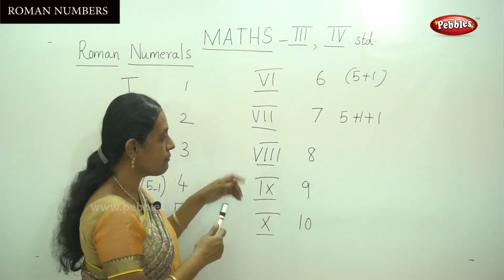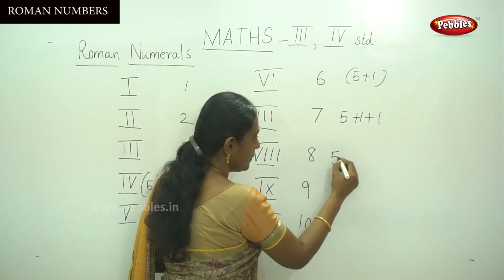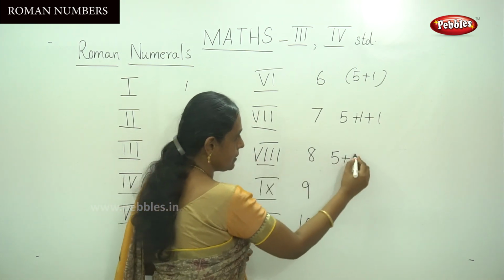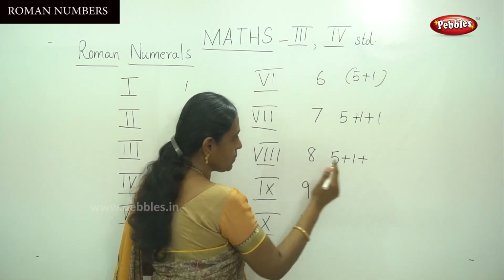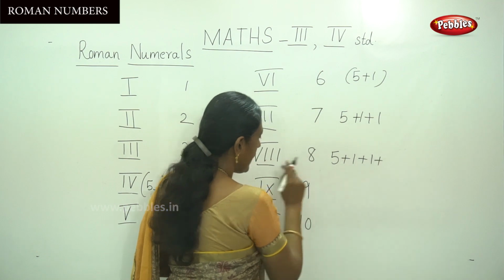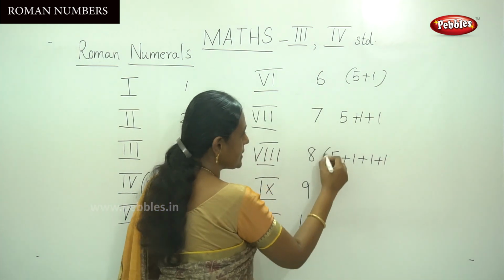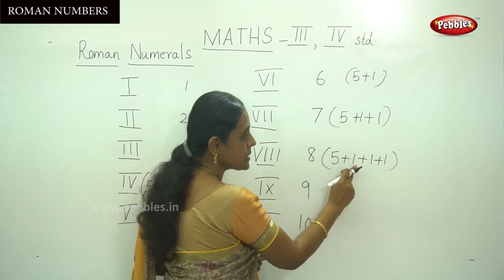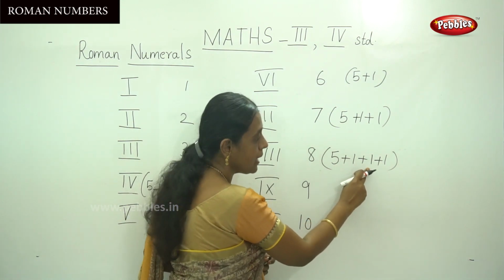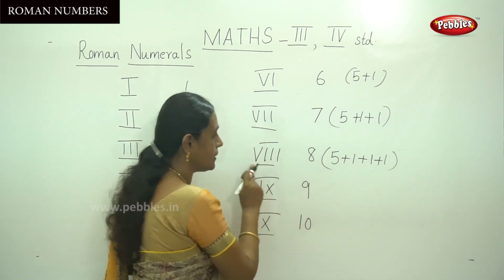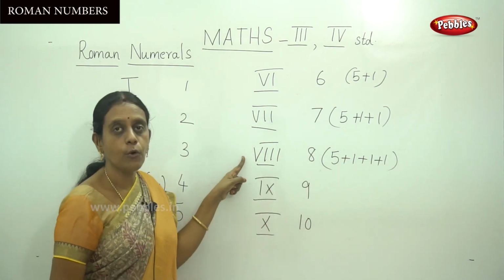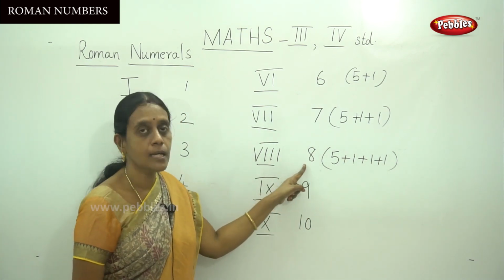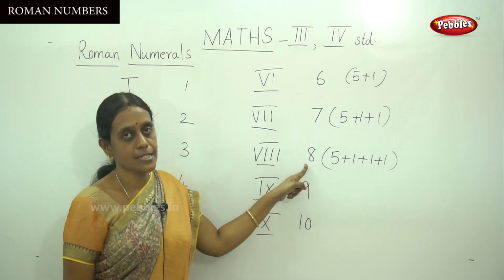So this is 5 and plus 1, and again plus 1, and again plus 1. That is 5 plus 1 is 6, 6 plus 1 is 7, and 7 plus 1 is 8. So this Roman numeral represents the Hindu-Arabic number 8.